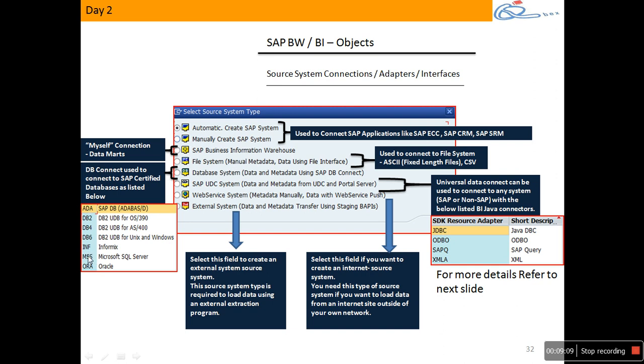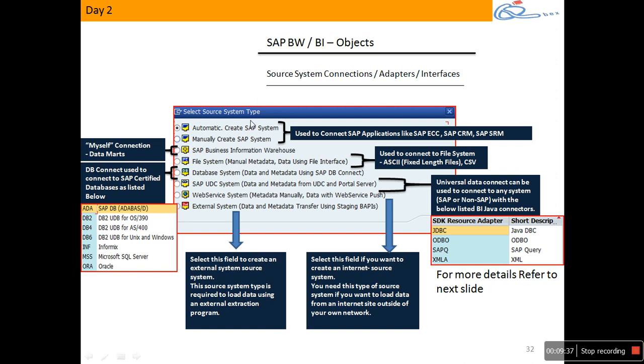Oracle, Informix, SQL Server, DB2, DB4, DB6, it could also be HANA. Now lately we have some databases also added. We can also connect HANA using DB Connect. We use this DB Connect source system connection when you want to extract data from a database. But that doesn't mean you can connect any database. Only SAP certified databases can be connected through DB Connect.